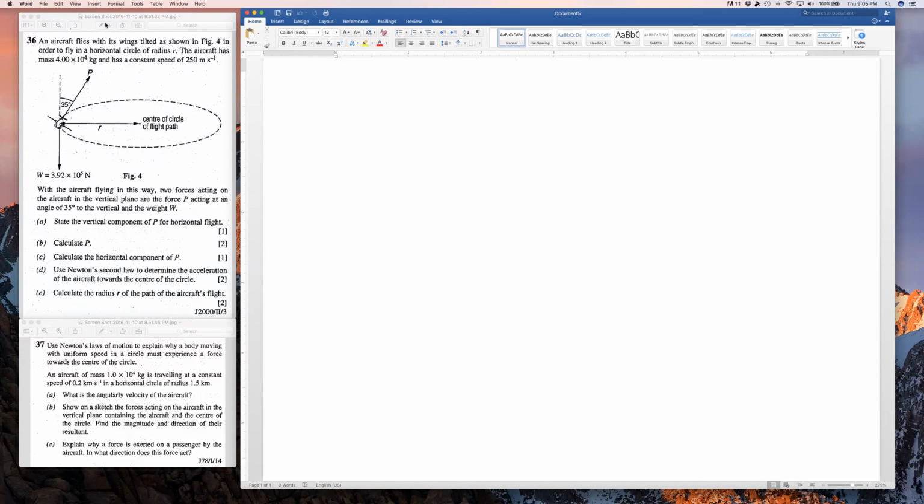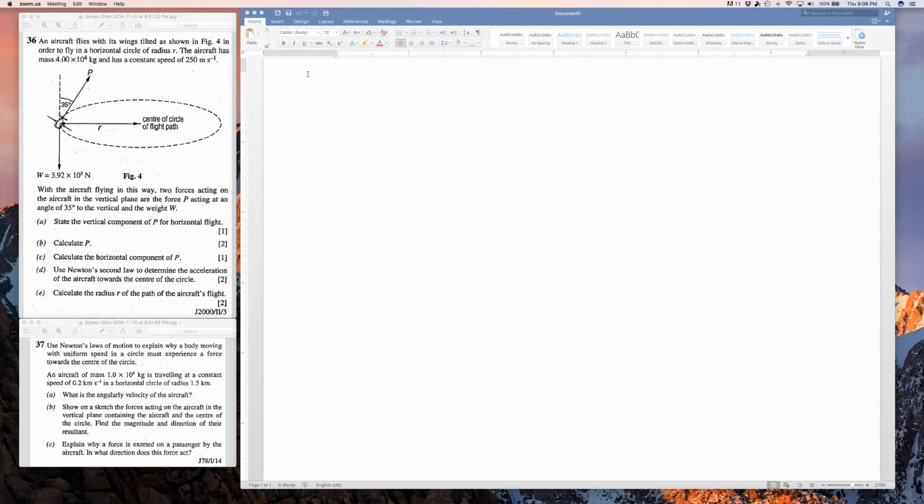All right? So this is the first question here, and it deals with a conical pendulum. What we mean is that there is a force. This force here, force P, is also called the lift force. The lift force is a force that is perpendicular to the wings of the aircraft, and it is what allows an aircraft not to fall to the ground.